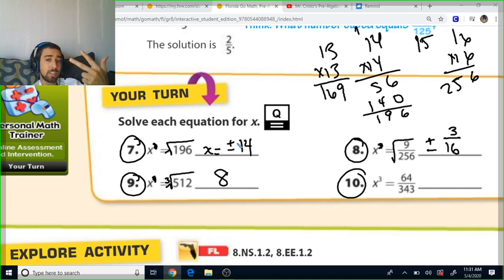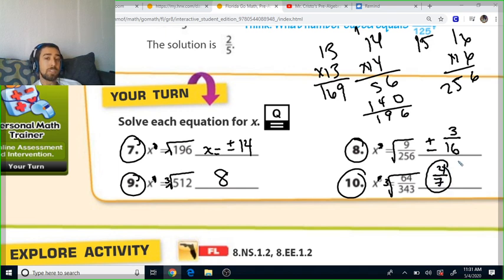That is not what they were asking for. They were asking for the cube root of 512. Cube roots only have a positive one. They don't have a negative one. And finally, you need to find the cube root of 64 and 343. The cube root of 64 is 4, and the cube root of 343 is 7.